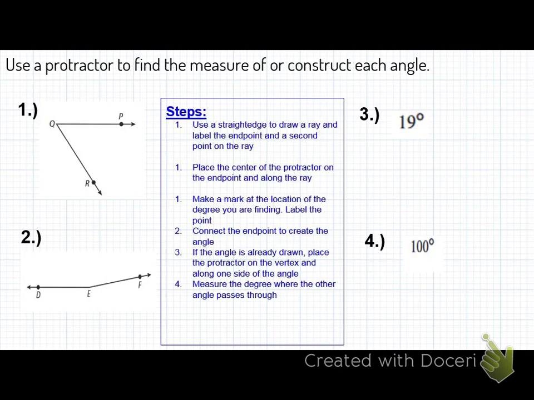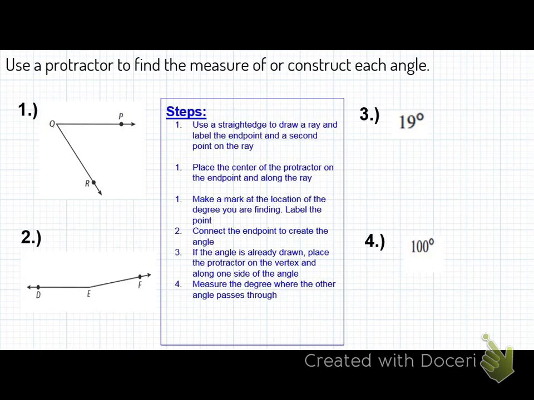So number 1, the directions on all 4 of these are: use a protractor to find the measure or construct each angle. You don't really need to write the steps here. You should write them down later, but I don't want to use class time for this because I want you to practice this versus just writing it down.